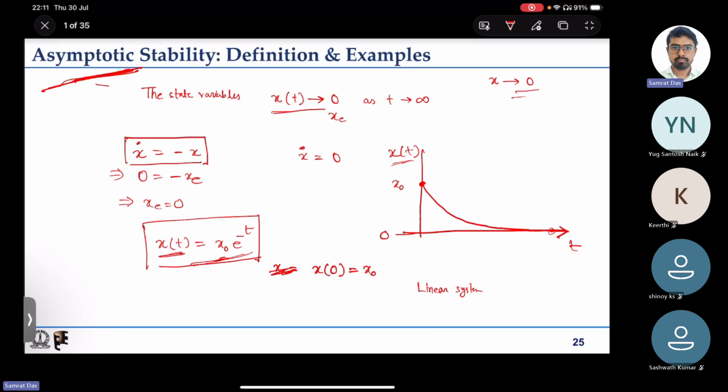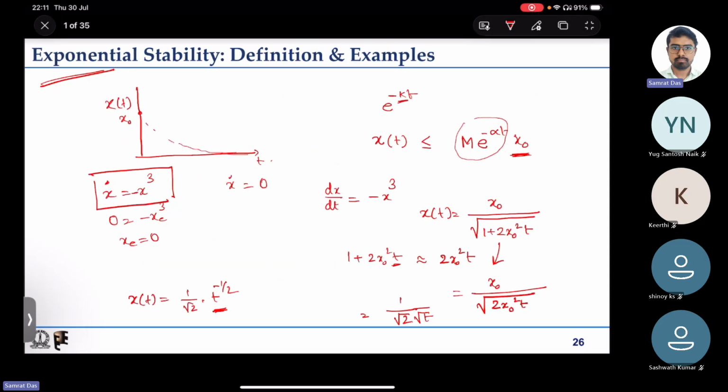Nonlinear systems might be asymptotically stable, but may not be exponentially stable. But if anything is exponentially stable, it will be asymptotically stable also, because exponential stability just adds a new criterion, that is how fast it comes back to the equilibrium point. That's all.